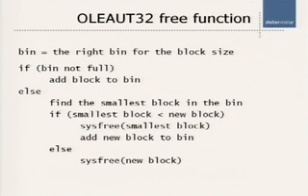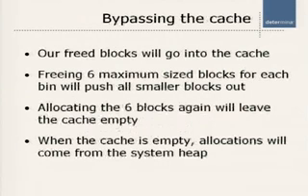If the bin for our size is not full, we're just going to add the block to it. If it is full, we're going to find the smallest cache block, and if it's smaller than the current block that we're freeing, we're going to replace it. So what the allocator is trying to do there is keep the 6 largest blocks that have been freed inside the cache. It's trying to maximize the amount of memory that is being cached.